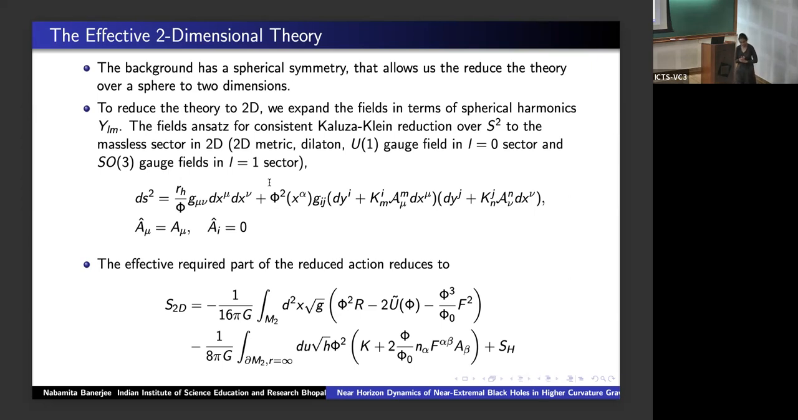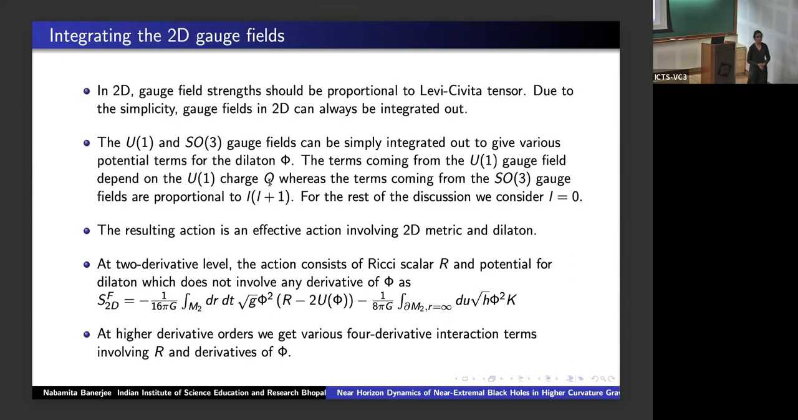No approximation. At this level, all I have done is reduce my theory over S2. No approximation. And just to tell you, this is a phi dependent potential, which is pretty non-trivial. I haven't done anything else. All I have done is a Kaluza-Klein reduction, and I'm giving you the massless sector.